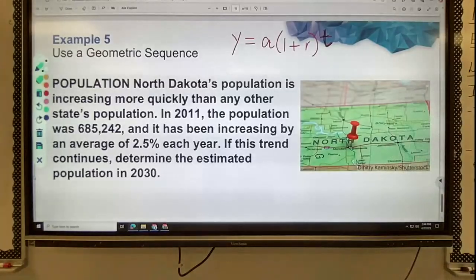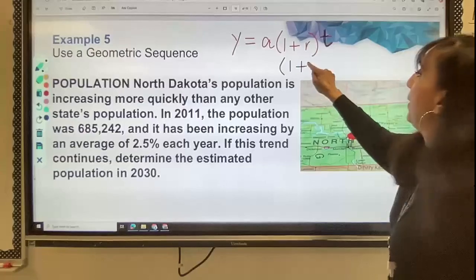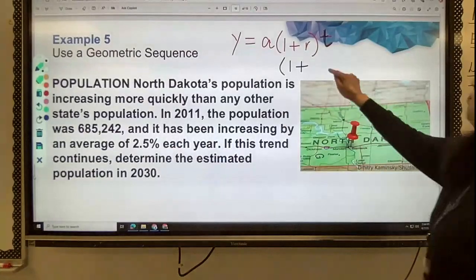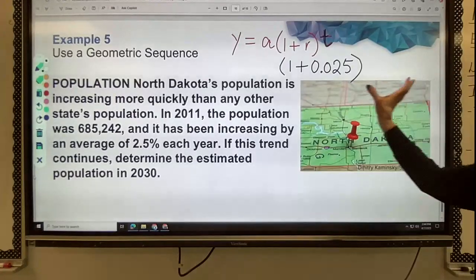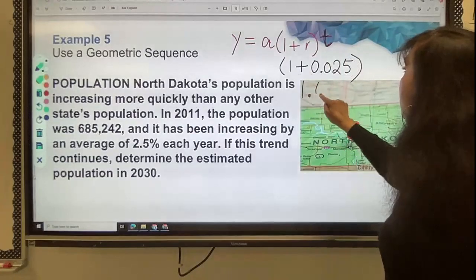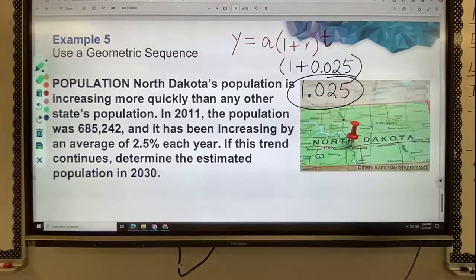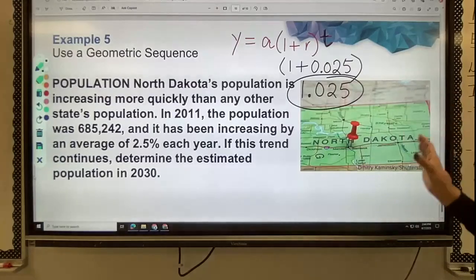Okay, so since it is increasing at a rate of 2.5%, that population is being multiplied by 1 plus, what is this going to be? 0.025, because I have to write it as a decimal. And my constant ratio is just this portion, 1.025. Okay, so I've got the entire formula, but I do know that in the middle part, that is what my constant ratio is going to be.